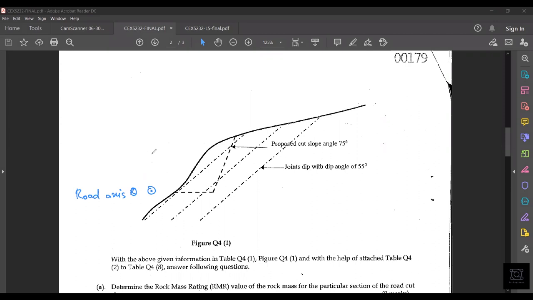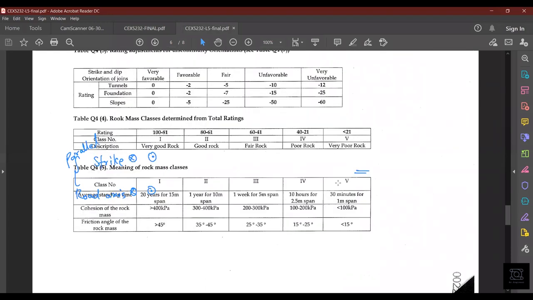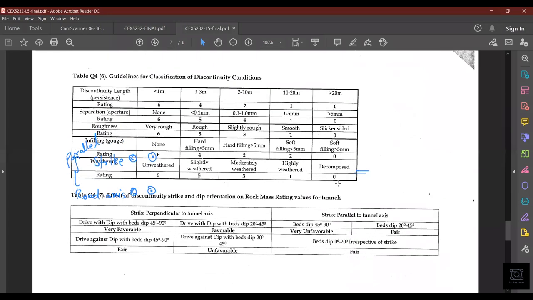So in that case, that is also into the paper or outside the paper. So this is the strike. That means these two parameters are parallel. So again, we have to see the parallel condition from the chart, and the dip angle is 55. I'll quickly move on to the chart and check that there. If you see, it's parallel, and a dip angle of 55 means it is very unfavorable.